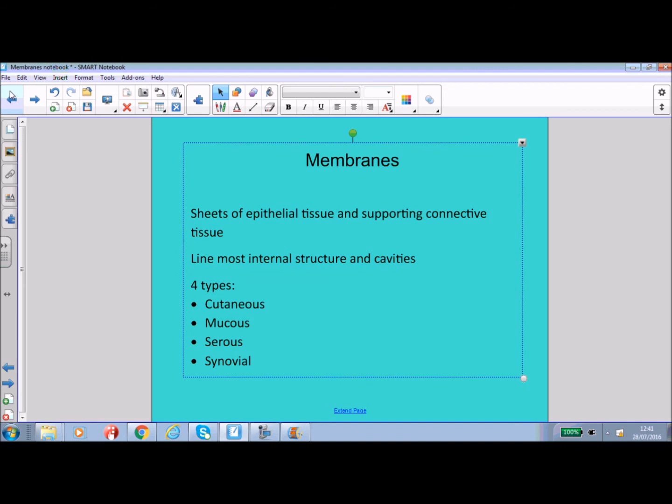So that's us covered membranes. We'll talk about it a lot more as we go on throughout the module.